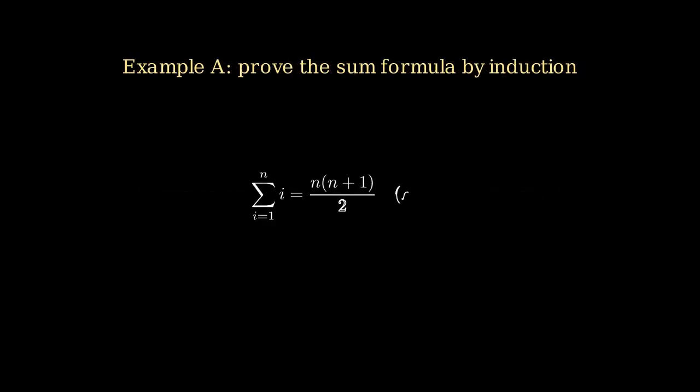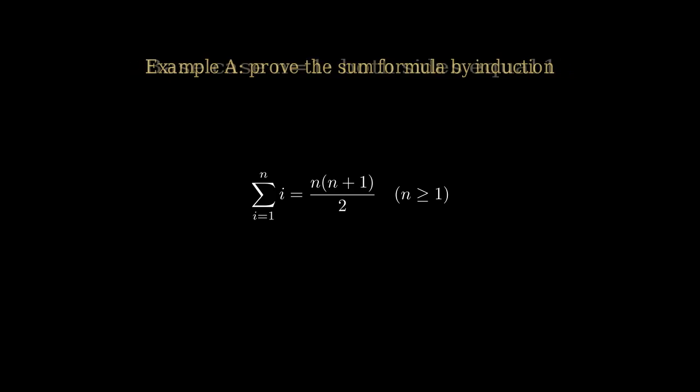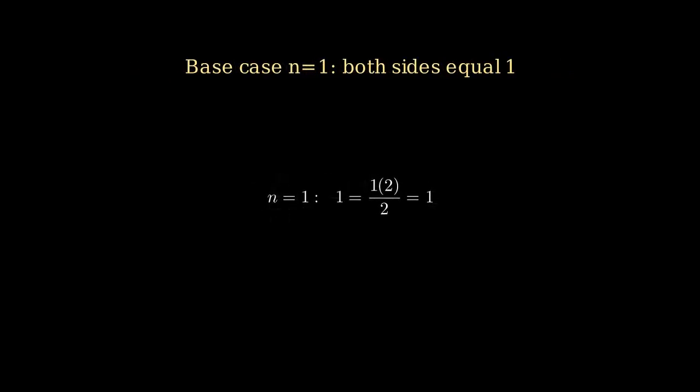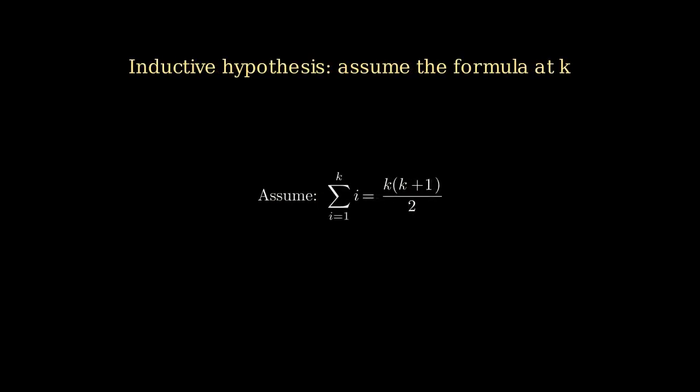Prove that for all n greater than or equal to 1, the sum from i equals 1 to n of i equals n times (n plus 1) divided by 2. Base case, n equals 1. The left side is just 1. The right side is 1 times 2 divided by 2, which equals 1. They match. Inductive hypothesis. Assume the formula holds for some k, that is, the sum from i equals 1 to k of i equals k times (k plus 1) divided by 2.